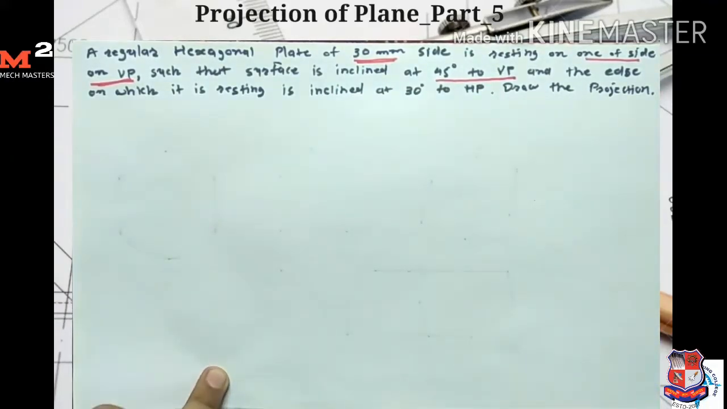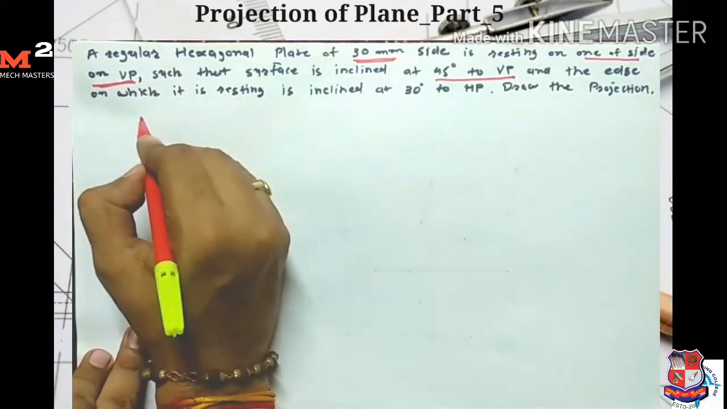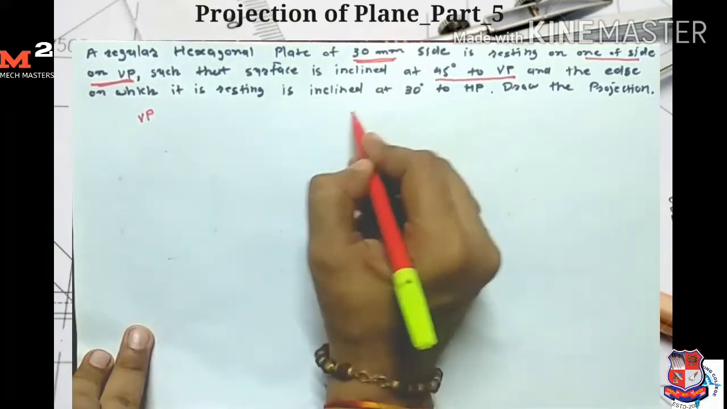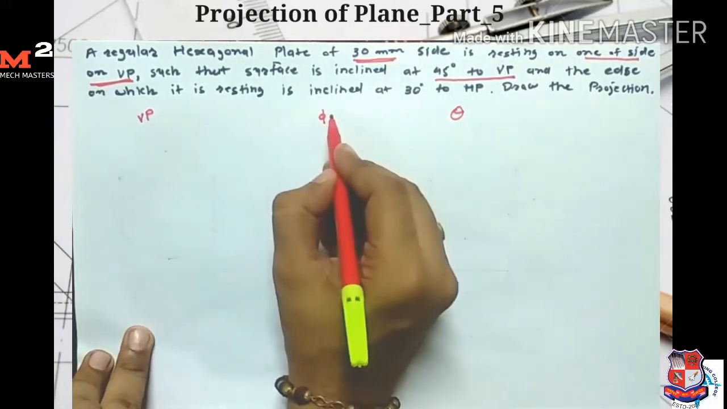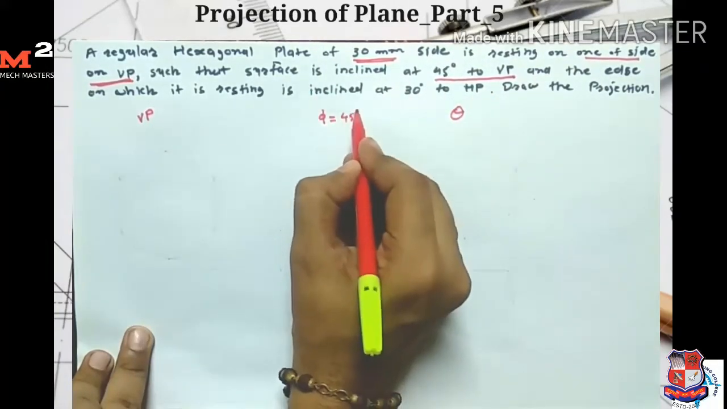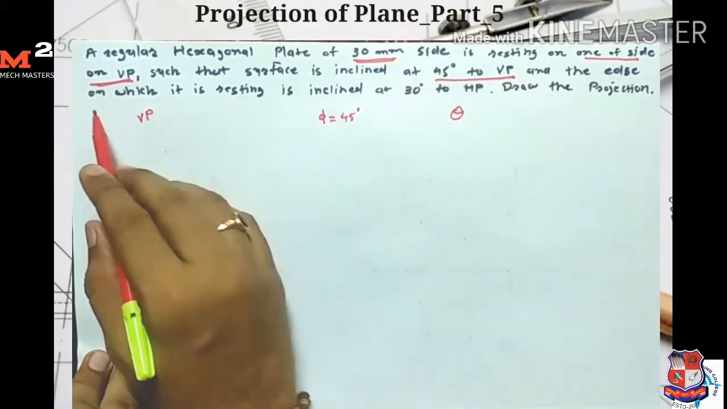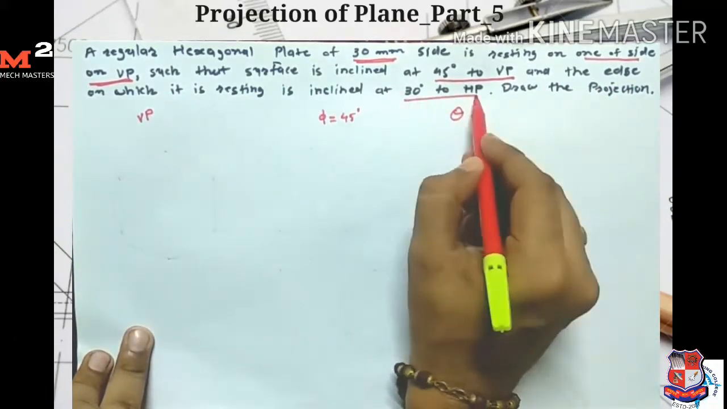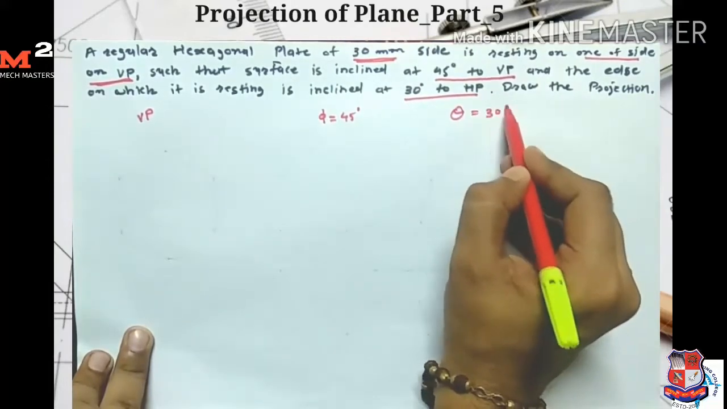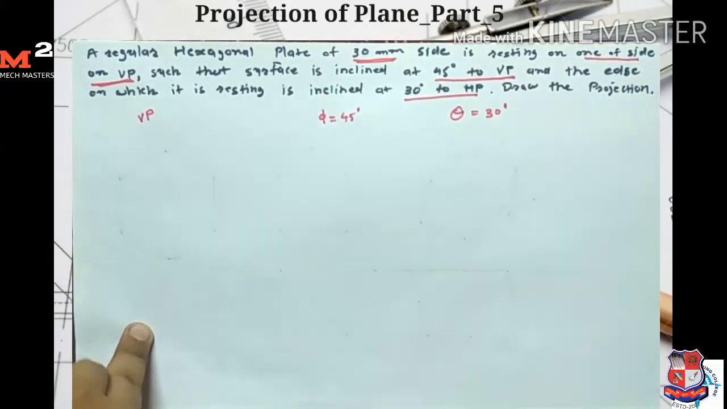Here the plane is resting on VP, so first I write down VP, phi, theta. So phi is equal to 45 degree, and the edge on which it is resting is inclined at 30 degree to HP, so theta is equal to 30 degree. Draw the projection of the plane.